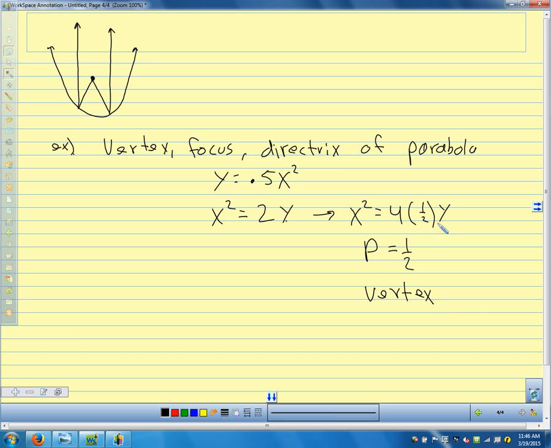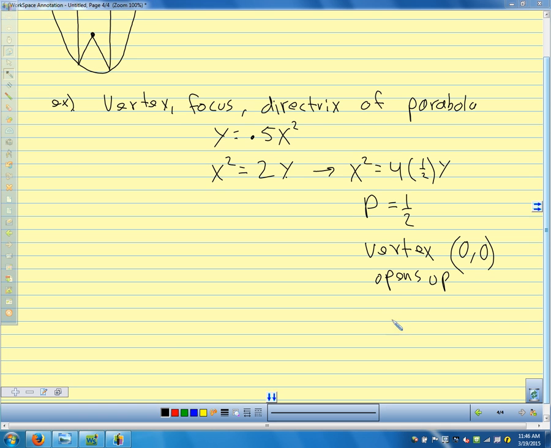From this, 0, 0. This one's easy because our vertex is 0, 0. Does this open up or down? Opens up. So the focus is p units up from the vertex. So where's the focus? 0, 1/2. And the directrix is p units down from the vertex. So it would be the line y equals -1/2.